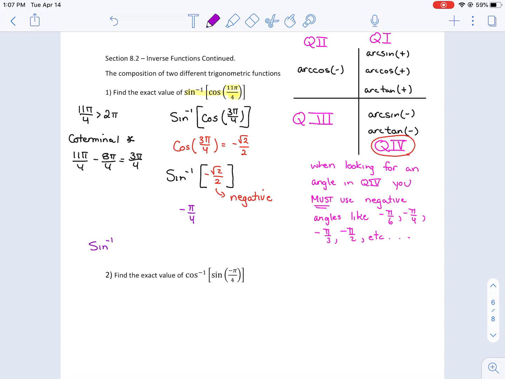So the inverse sine of the cosine of 11 pi fourths is equal to negative pi fourths.